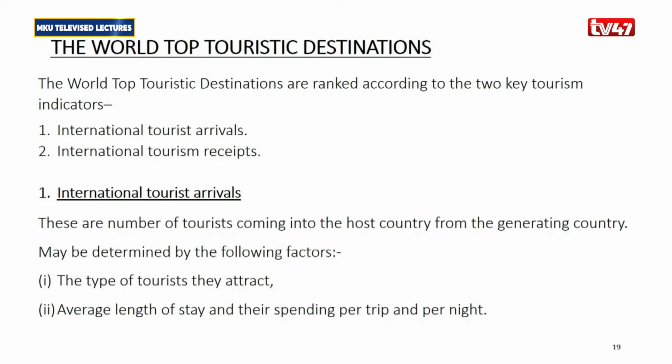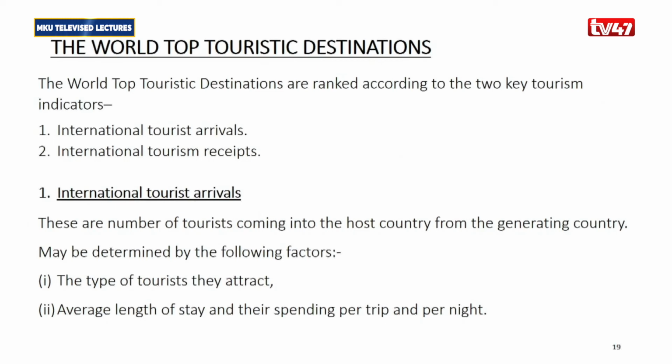So we have the world top 10 touristic destinations. According to the United Nations World Tourism Organization, tourist destinations are ranked, and this ranking comes out because of two guidelines. Number one, the number of international tourist arrivals. Then number two, international tourism receipts. International tourist arrivals is all about the number of tourists that have arrived in that country from the generating country. So the number tells us about the tourist arrivals.